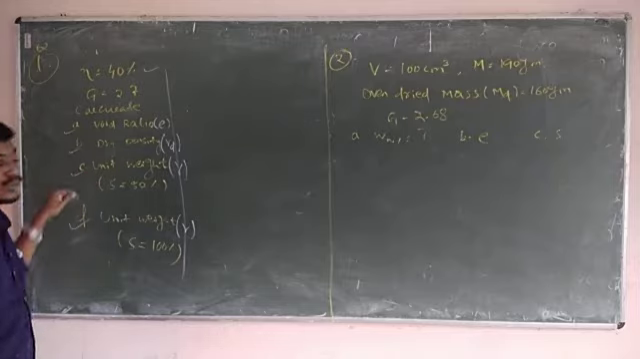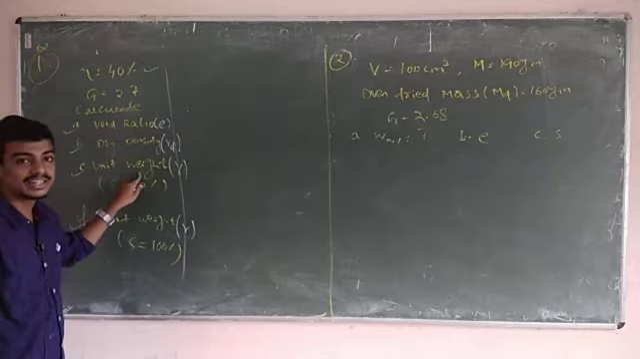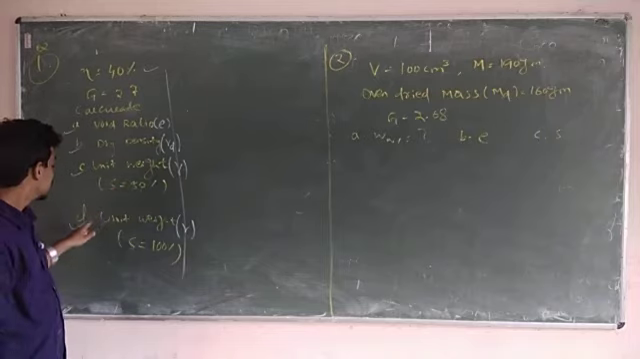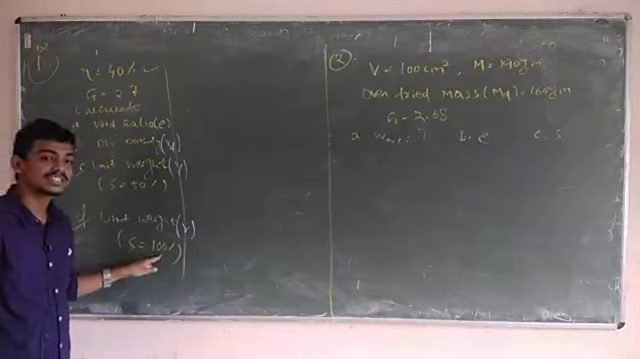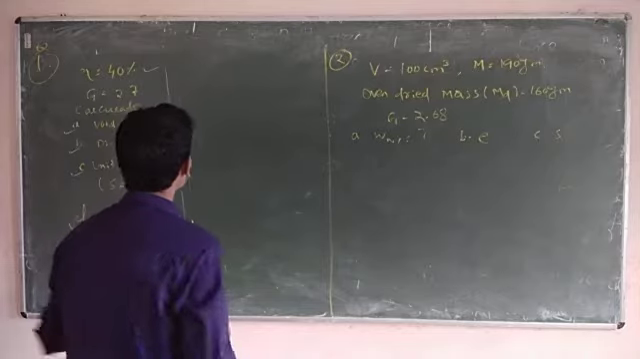Why have I written two unit weights? Because in the first case, you have to calculate the unit weight if the degree of saturation is 50%. In the second one, you have to calculate the unit weight when the degree of saturation is 100%. Okay, now we will solve the problem.